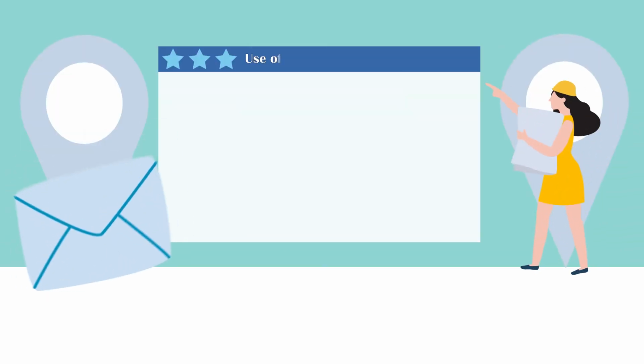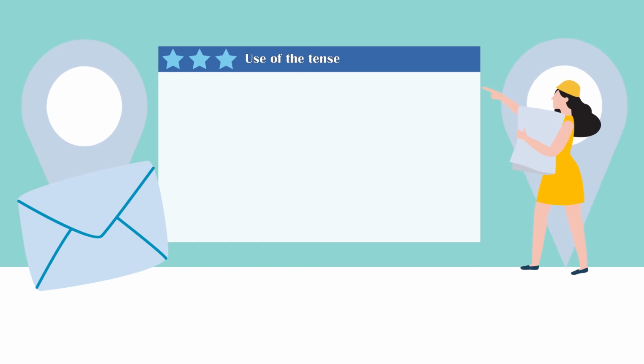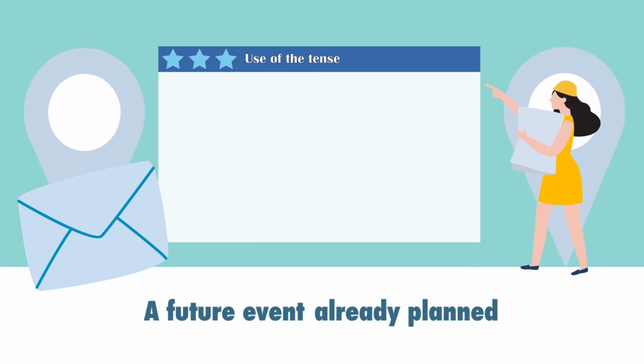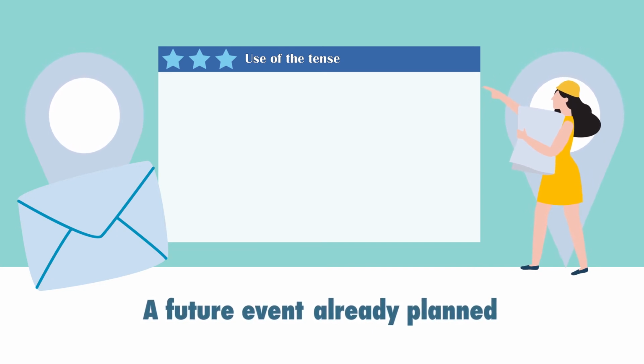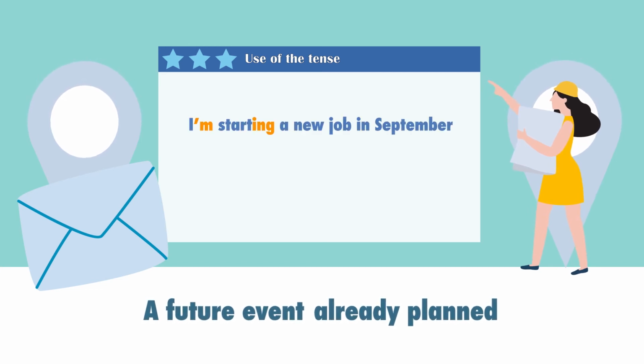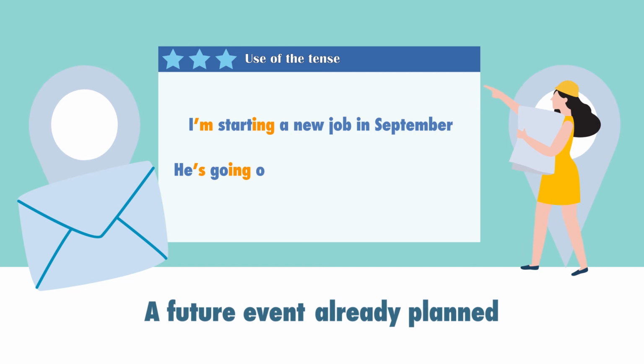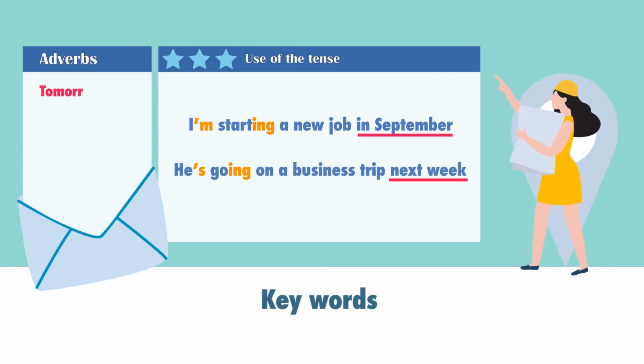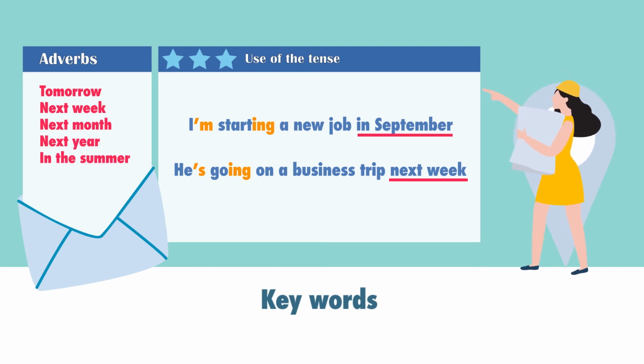There is a third use for this tense, and that is to talk about the future. If the event is already planned and in the diary, we can use it to express our future plans. Sentences like, I'm starting a new job in September, or he's going on a business trip next week, work well with key words such as tomorrow, next week, next month, next year, in the summer, in June, in December. To make sure the listener is totally clear that this event is not happening now, but at some time in the future.